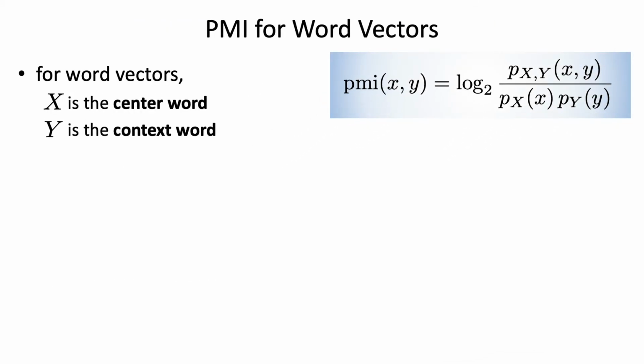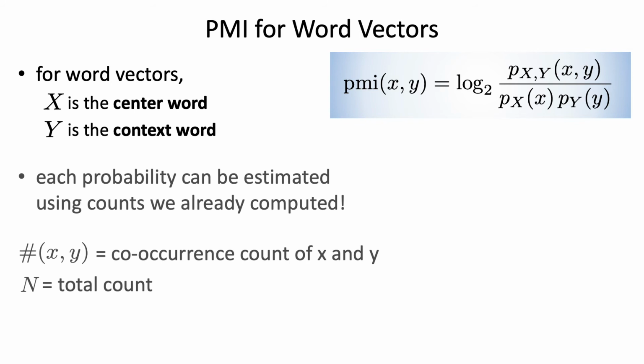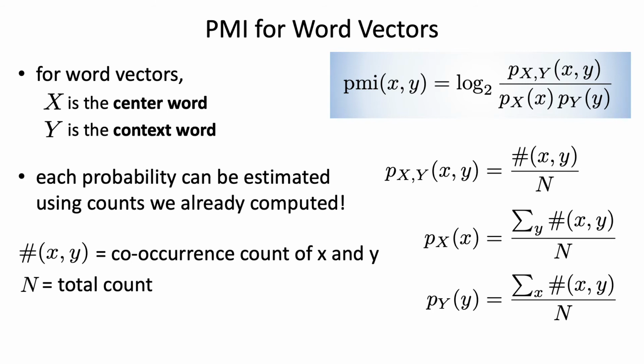Now to apply this to word vectors, we can view the center word in the window and the context word as random variables, which each take on values given by word types in their respective vocabularies. Then we can estimate the joint and marginal probabilities using the single set of counts we already computed. To estimate the marginals, we just sum over the counts of one of the two random variables at a time.